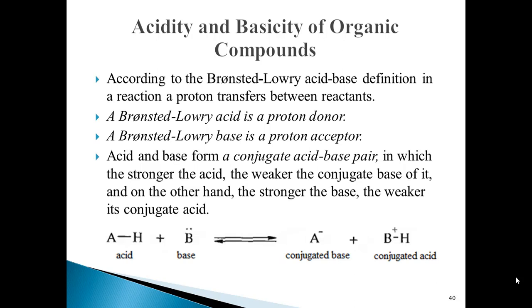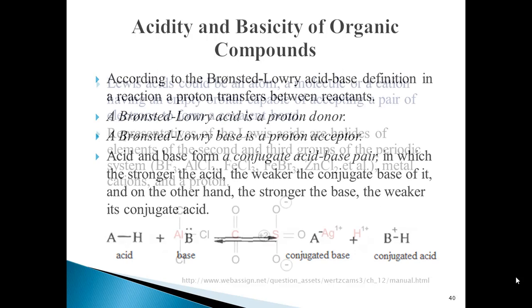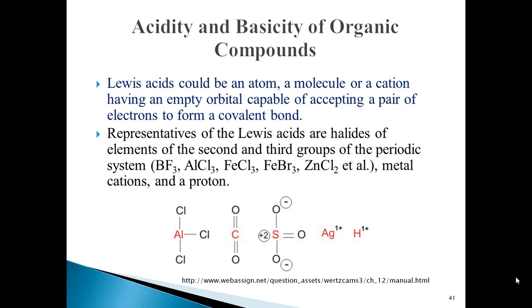The acid-base process, according to the Bronsted-Lowry theory, can be represented by the following scheme. Acid and base form a conjugated acid-base pair in which the stronger the acid, the weaker the conjugated base of it, and on the other hand, the stronger the base, the weaker its conjugate acid. According to the Lewis theory, acidic and basic properties of the compounds are determined by their ability to accept or give a pair of electrons to form a bond.